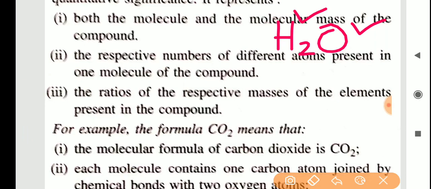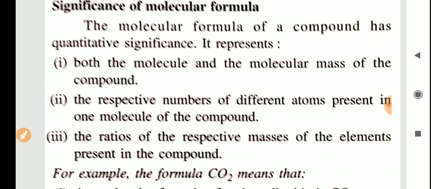And the ratios of the respective masses of the elements present in the compound. About their mass we will not study here. So don't memorize the significance in detail, but these 3 points should be there. You can write it in symbol form, like the significance of a molecular formula. What all things will it show?